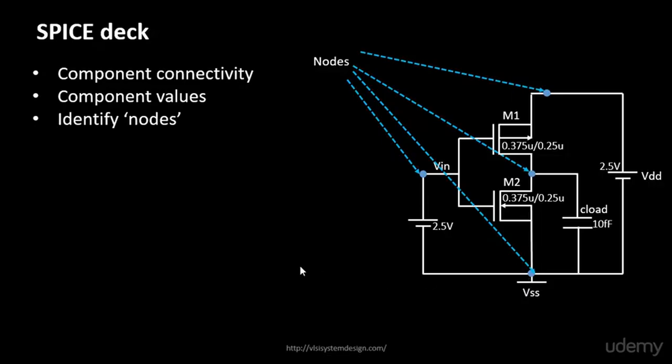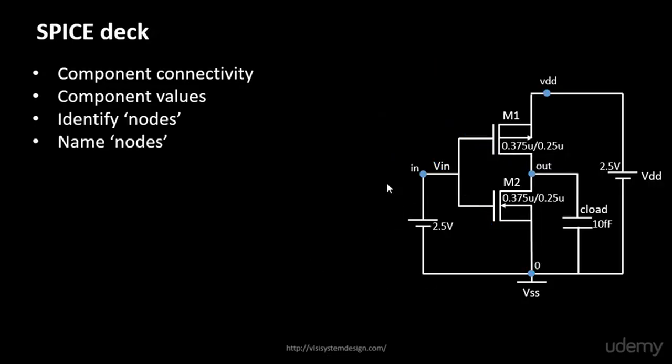Okay, so let's name these nodes. We'll call this node in, we'll call this node VDD, we'll call this node out, and this node 0, since it's VSS. So basically, if you want to define an output load capacitor, we'll say that the load capacitor lies between out and 0. If you want to define the VDD, we'll say that the VDD lies between VDD and 0. Okay, and we'll look into one of the applications of these particular nodes.